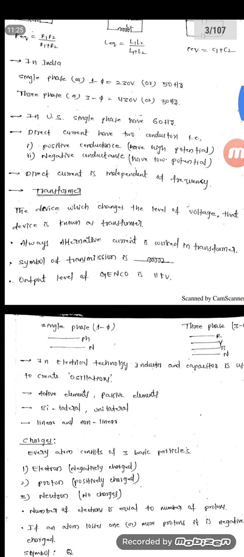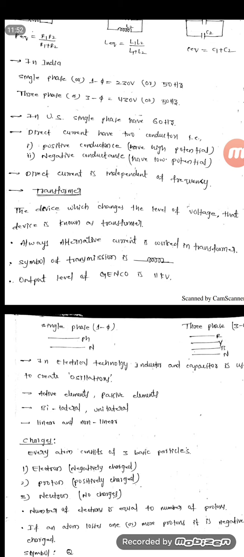Next, coming to the transformer. A transformer is a device which changes the levels of voltage. It may increase or decrease the voltage. If the voltage is increased, it is called a step up transformer. If the voltage is decreased, it is called a step down transformer.